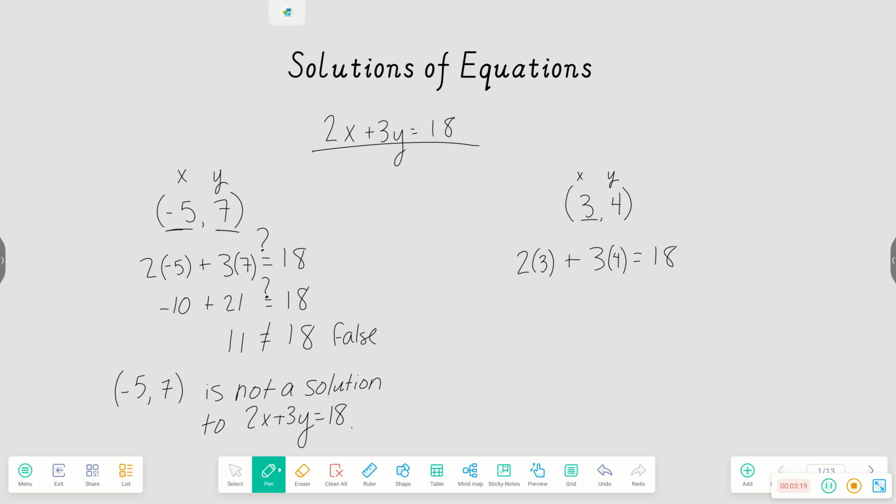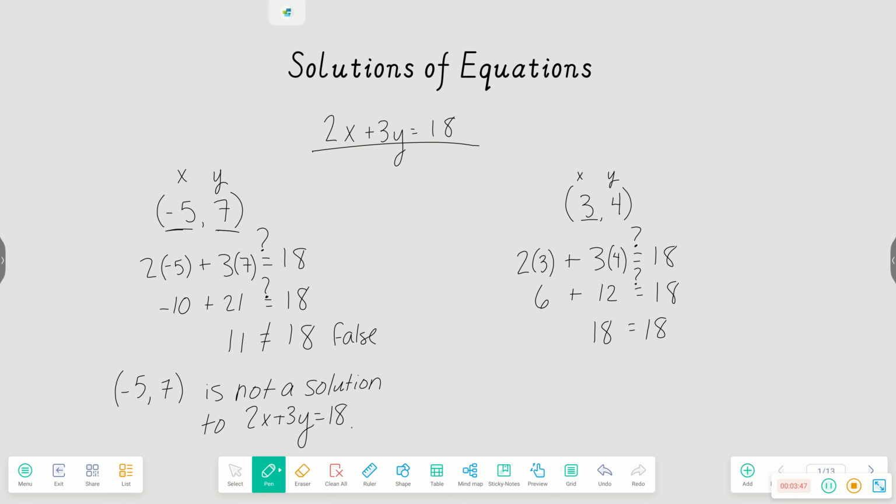Now this says 2 times 3 plus 3 times 4 equals 18. So let's test it out and see if it's true. 2 times 3 is 6. 3 times 4 is 12. We're wanting to see if this is 18. And 6 plus 12 is, in fact, 18. Notice I did not do anything to the right side of this equation. I just left it alone. And I want to do that.